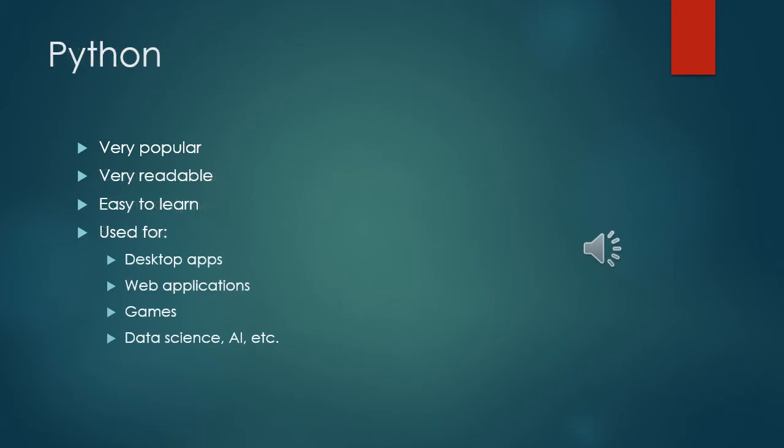Python is one that's very, very popular as well because it's so easy to use and read and very easy to learn because of those things as well. It's found in a lot of microprocessors as well. The Raspberry Pi, for example, utilizes Python. It's used for desktop apps, web applications, games, data science, AI.